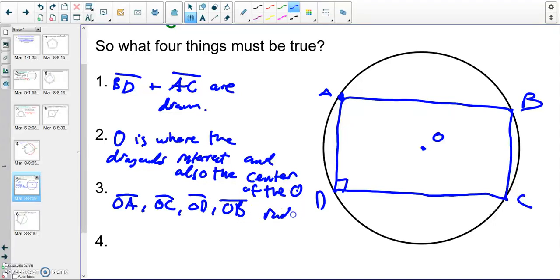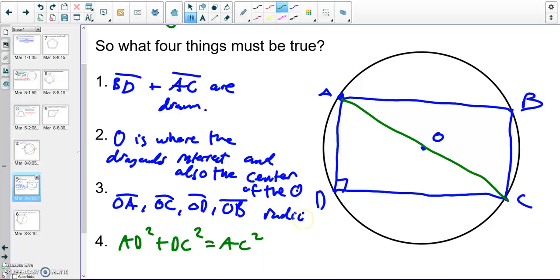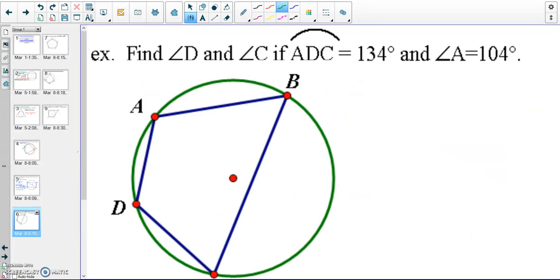Those are all radii. And lastly, because we have right angles, we can do a bunch of different Pythagorean theorem calculations here. So I'll just give you one example. For instance, AD squared plus DC squared equals AC squared. And there's lots of different right triangles that you could do Pythagorean theorem with. Cool? All right, let's do a few examples here.